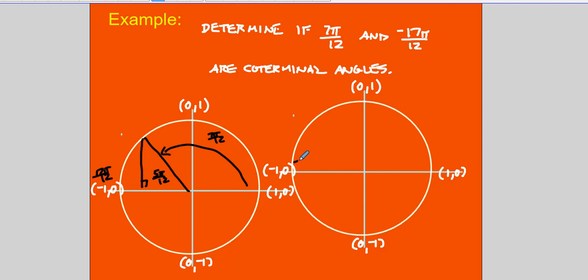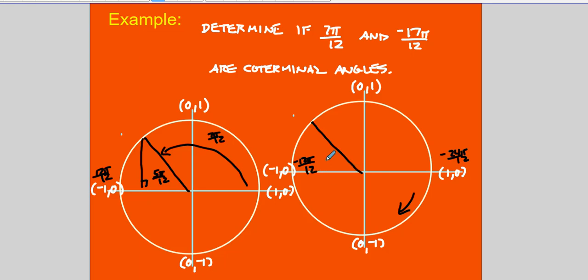Coming this way, that's negative 12 pi over 12, because this is a negative rotation. Then this is going to be negative 24 pi over 12. Well, 17 is going to be 5 away from negative 12 pi over 12, and 7 pi over 12 away from negative 24 pi over 12. So it is going to be in the second quadrant, okay?